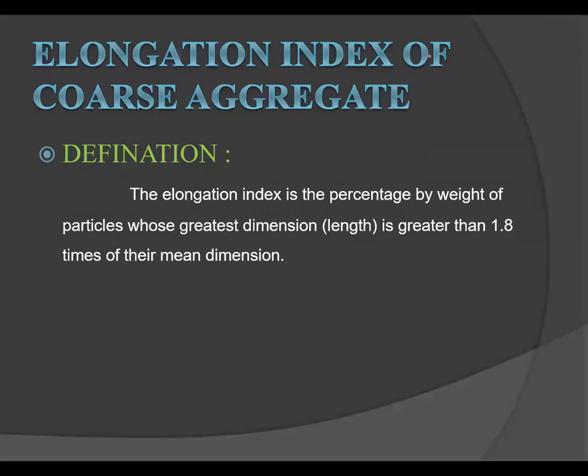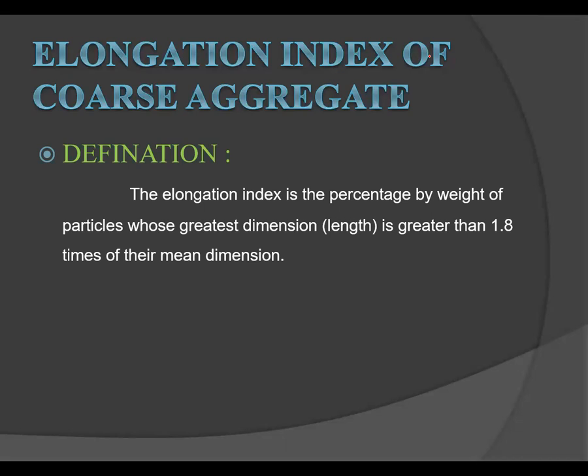Hello everyone. In the previous lecture, we studied the flakiness index, and today we are going to study the elongation index of coarse aggregate. For this test, the required IS code is IS 2386 Part 1, 1963.